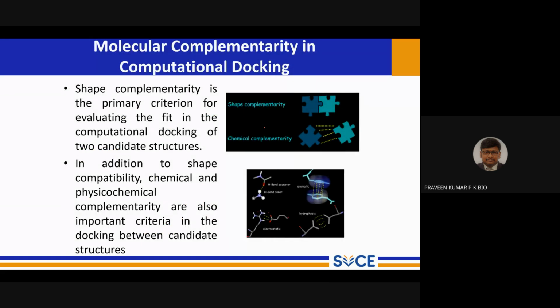Molecular complementarity in docking. Everyone has seen puzzles where one piece fits with another piece, but generally in docking it won't happen like this. In docking, we find complementarity in the form of chemical complementarity. We can see a description of this in the picture.